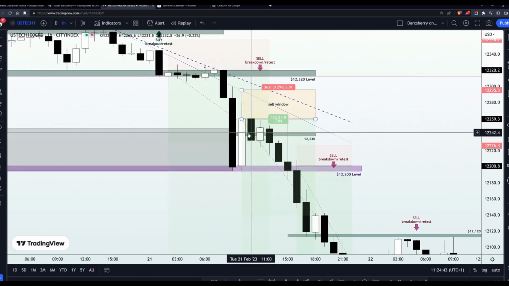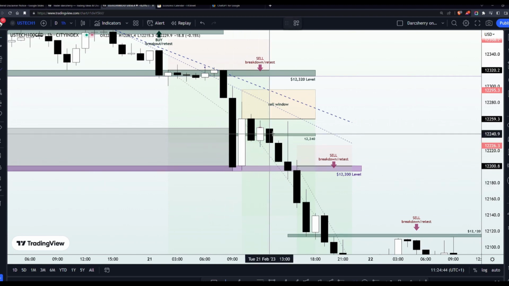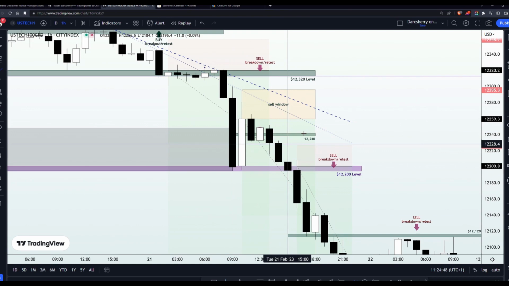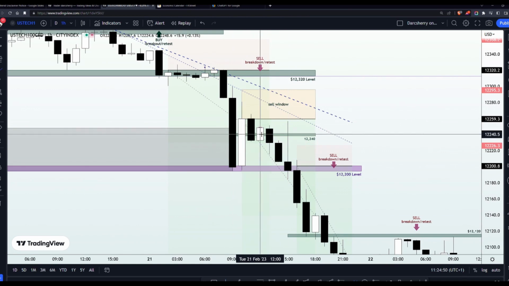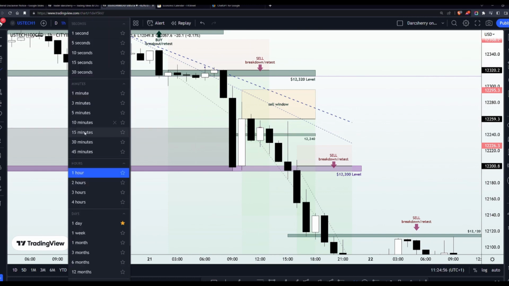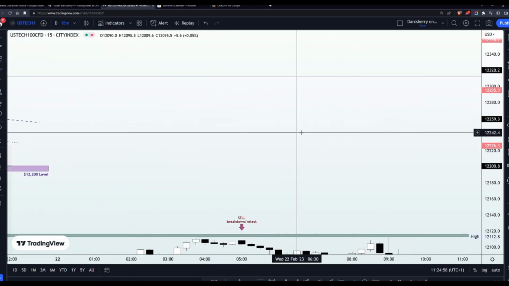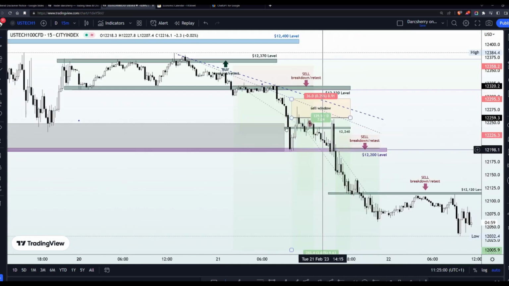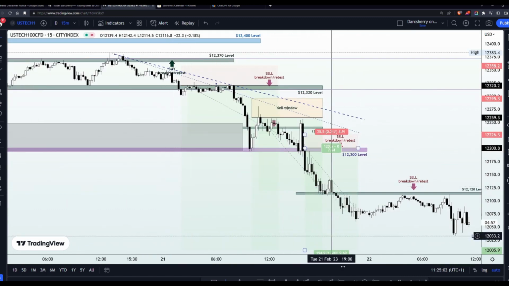And I think to make things easy for us, I was able to identify a structure around the 12,240 level on our 15 minutes time frame, where I said we want to be selling if price drops below that level. And if I scale down to the 15 minutes time frame so that we can see what I was talking about here during the live session yesterday.